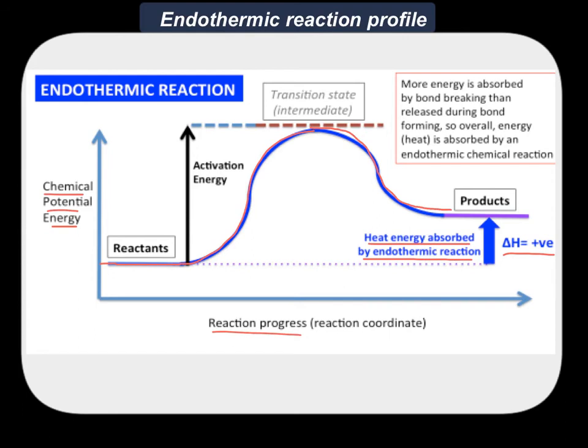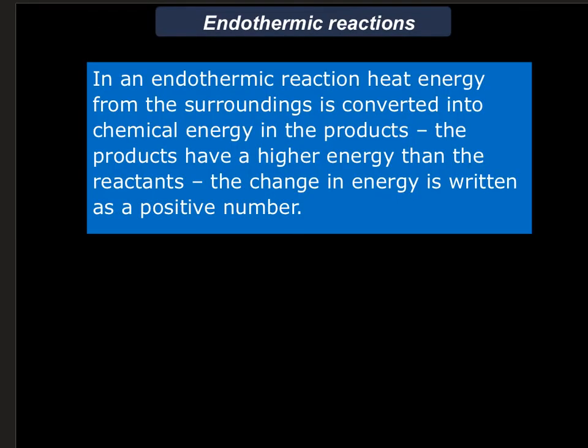So pause the video as you need to, draw in the diagram at the top of page 136 and make sure that you have it all labelled. Now we're going to write in a good explanation. In an endothermic reaction, heat energy from the surroundings is converted into chemical energy in the products. The products have a higher energy than the reactants. The change in energy is written as a positive number.